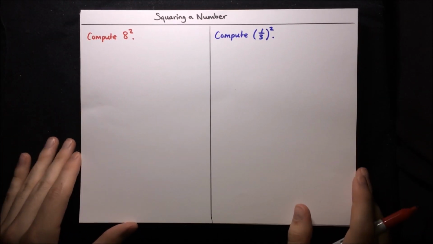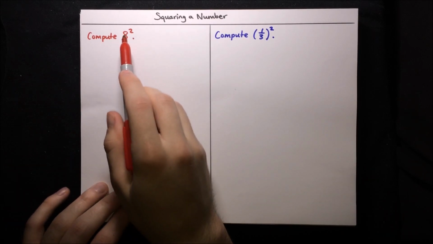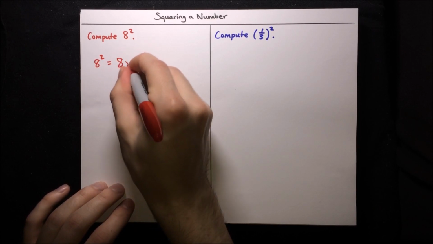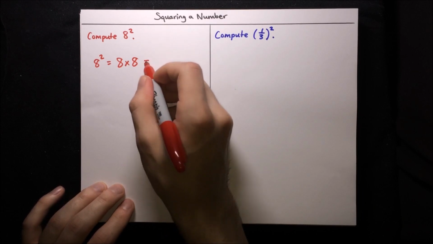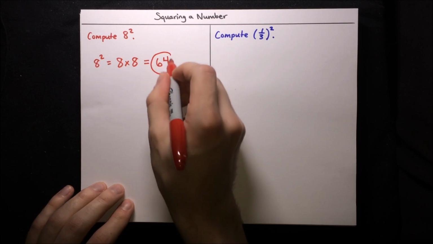Alright, let's do 2 more examples using a bit trickier numbers. First of all, we want to compute 8 squared. Well, 8 squared is just 8 times itself, 8 times 8. And do you remember what that's equal to? That's equal to 64. So 8 squared is 64.